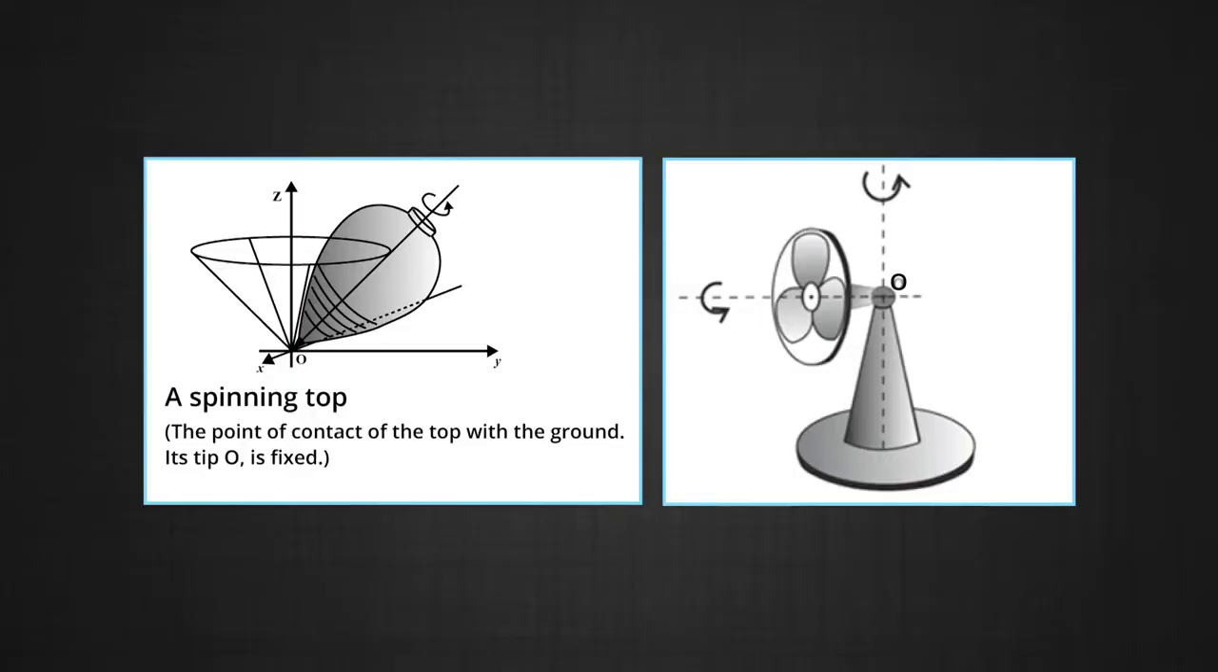Thus, in more general cases of rotation, such as the rotation of a top or a pedestal fan, one point and not one line of the rigid body is fixed. In this case, the axis is not fixed, though it always passes through the fixed point.